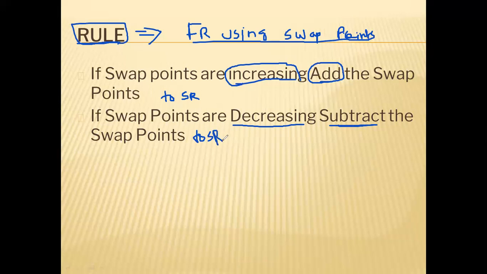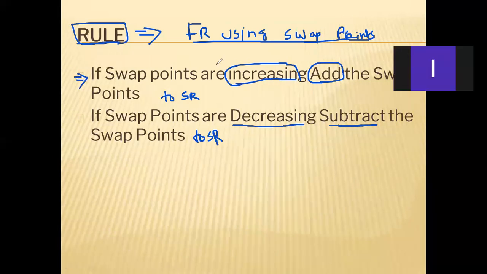Again, read the rule. Rule number one: if swap points are increasing, add the swap points to the spot rate. Rule number two: if swap points are decreasing, subtract the swap points from the spot rate.